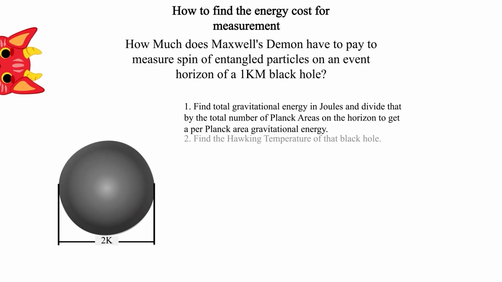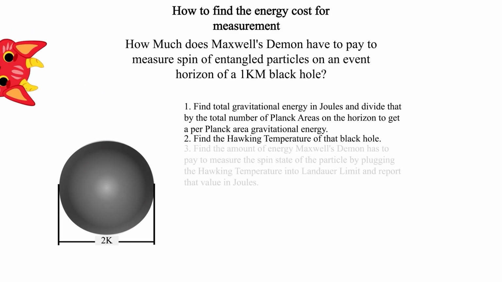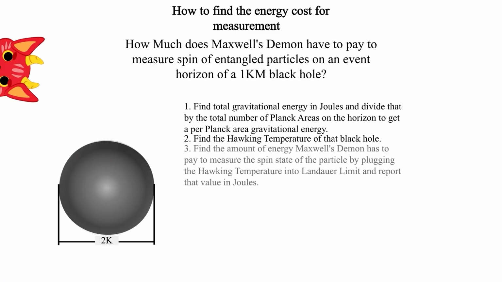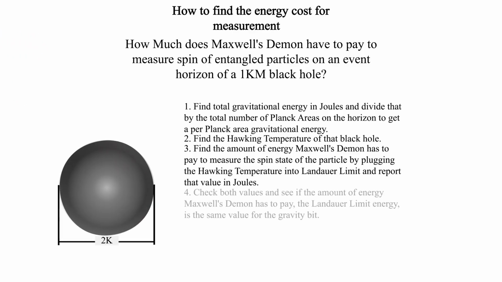Step 2, find the Hawking temperature of that given black hole. Step 3, find the amount of energy Maxwell's demon has to pay to measure the spin state of a particle by plugging the Hawking temperature into the Landauer limit and report that value in joules. Check both values and see if the amount of energy Maxwell's demon has to pay, the Landauer limit energy, is the same value as the gravity bit.